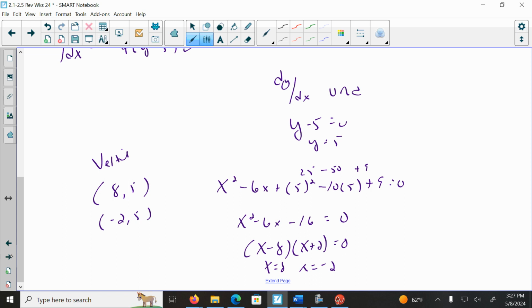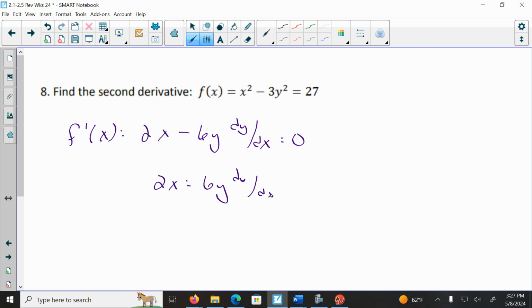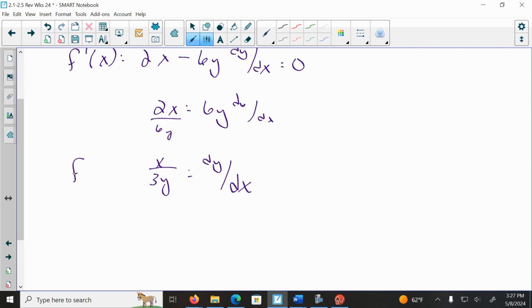asymptotes. Moving on to the next one, find the second derivative. So I'm going to first find the first derivative to find the second derivative. So I'm going to say the first derivative is equal to 2x minus 6y dy dx, and the derivative of 27 is 0. So I'm going to have 2x is equal to 6y dy dx. Divide both sides by 6y, so I'm going to get x over 3y is equal to my first derivative. Now to find my second derivative, I'm going to take the derivative of that.